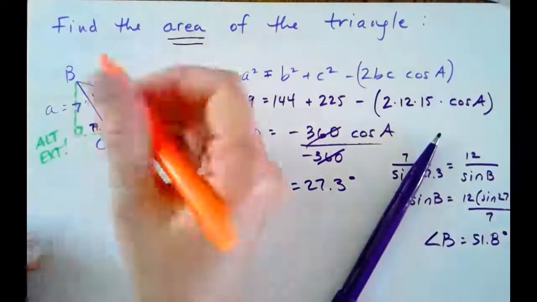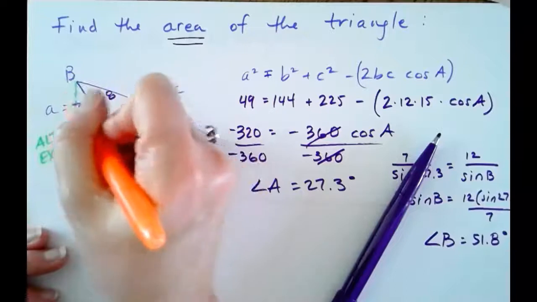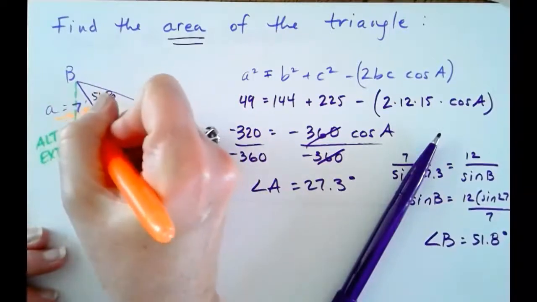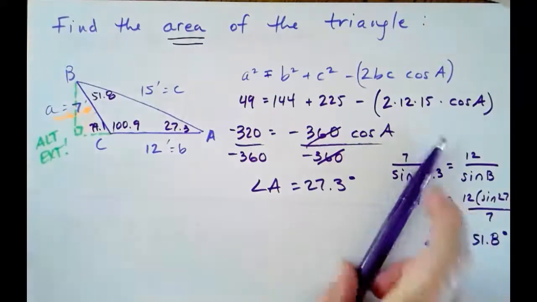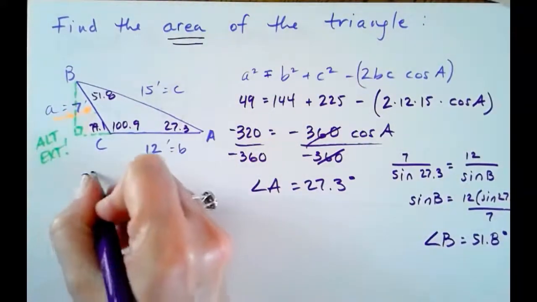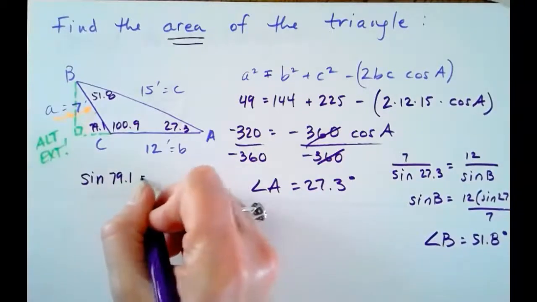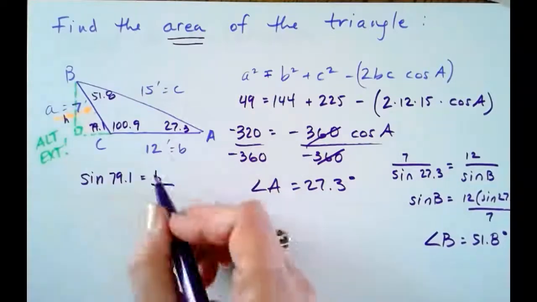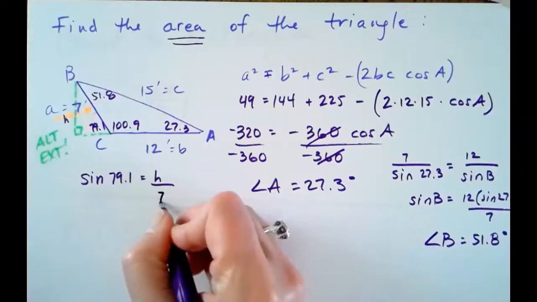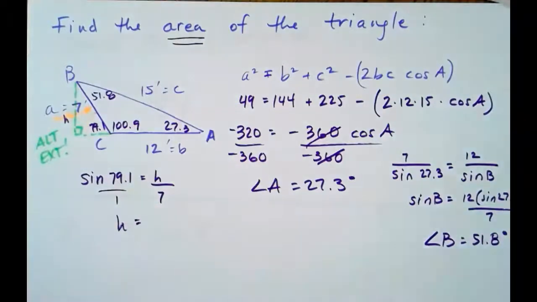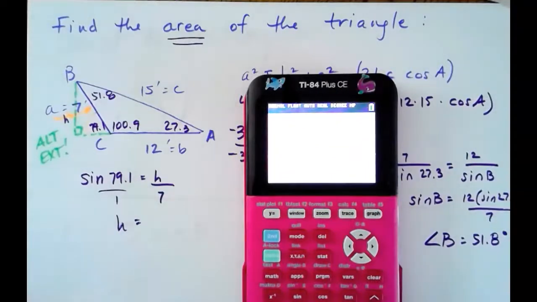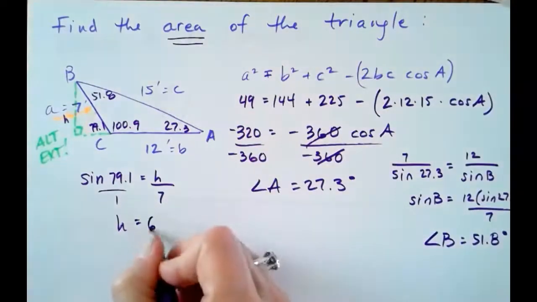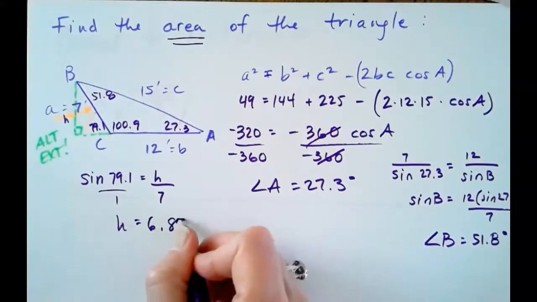So here is the angle in question. The a, remember, is this side, which is the hypotenuse of the little green right triangle. So the sine of 79.1 is equal to the opposite side, which is h, the height that we're after, over the hypotenuse, which is 7. Cross multiply, and we finally know h. This is a really good involved problem that really assesses everything. So 7 times sine of 79.1, the height is 6.87.